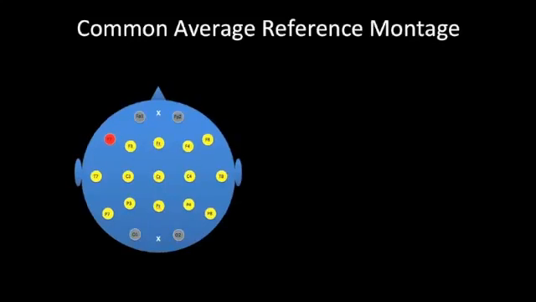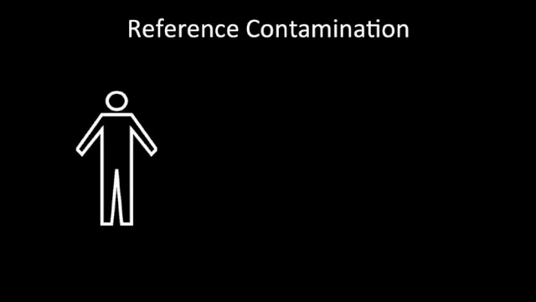Therefore, we are actually comparing each electrode position to a smaller sample of all of the electrodes on the head. One of the main considerations with average reference montage is a concept called reference contamination.